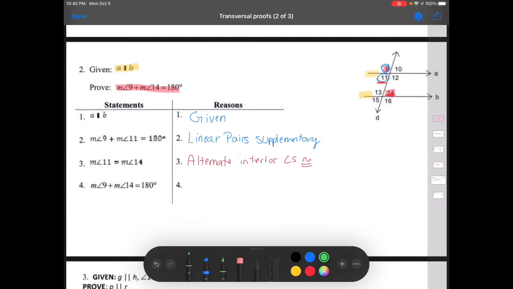And then number 4 says that angle 9 plus angle 14 is 180. So looking at the two rows above it, I see that it looks very similar to number 2, except that 11 and 14 are different. And in row 3, it says 11 and 14 are equal. This is the substitution property. That was number 2.